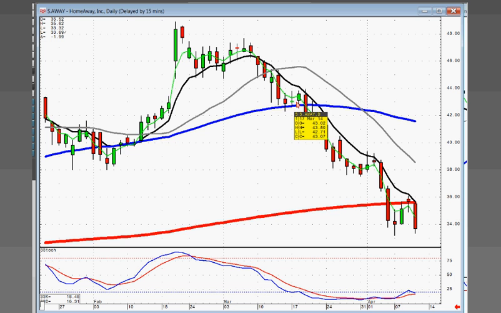There were a few times where it looked like it was an opportune time to cover your short positions, but they could never get it back to close back up above the T-line. So that's a very important factor.